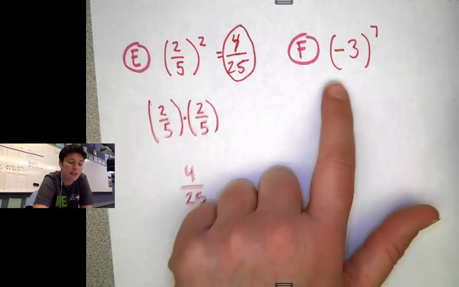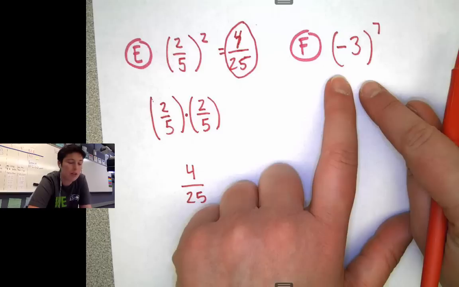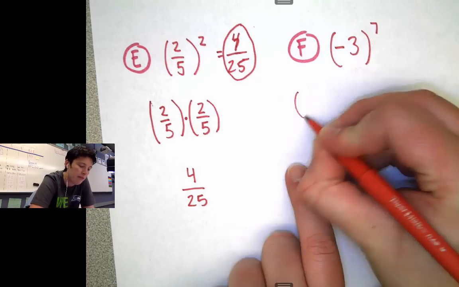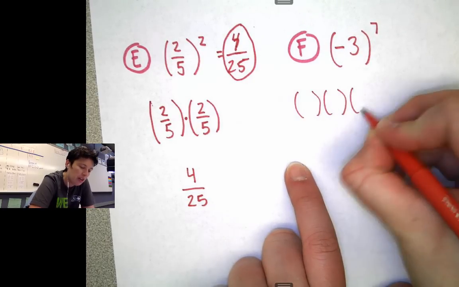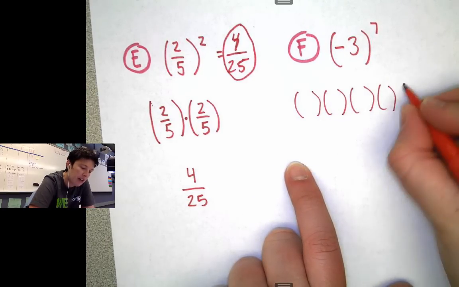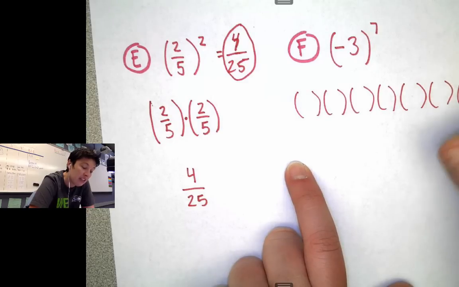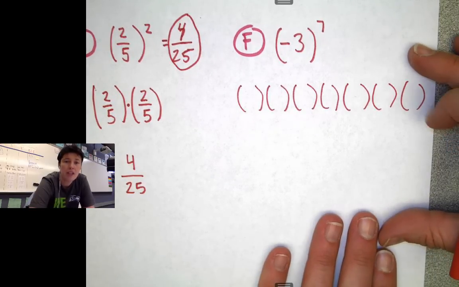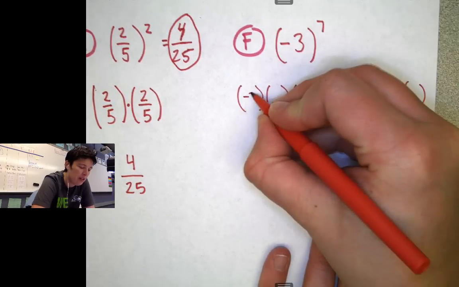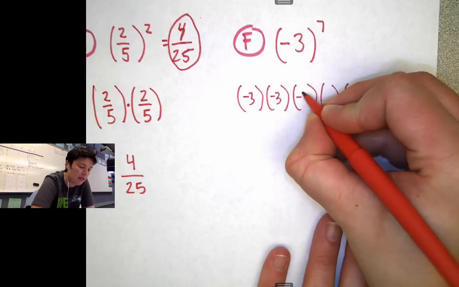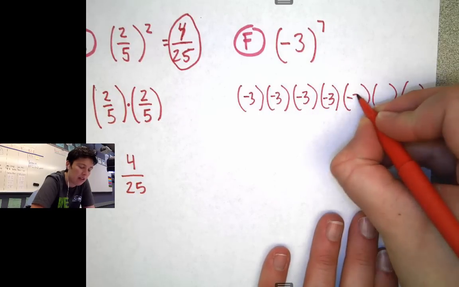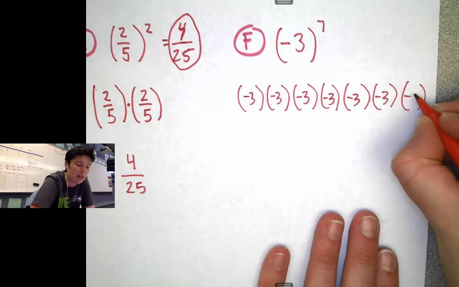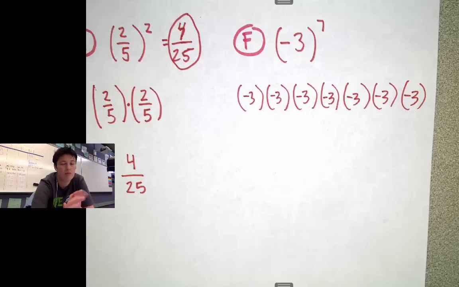Okay, let's look at F. Negative 3 to the 7th power. It's parentheses, so we're going to do 1, 2, 3, 4, 5, 6, 7. Oh my gosh, this is long. I'm going to scoot this over so you can see it. Okay, so inside is a negative 3. A negative 3, a negative 3, a negative 3, a negative 3, a negative 3, and a negative 3. The deal on this one is just to go slow and careful.